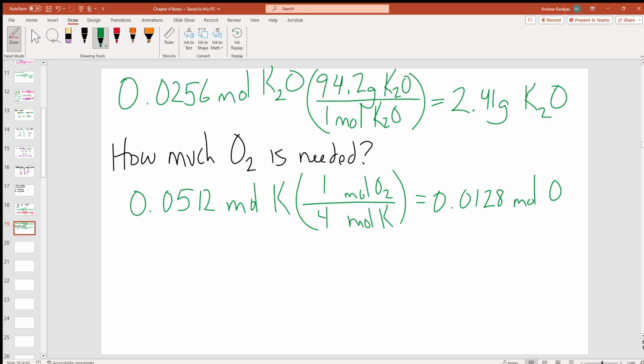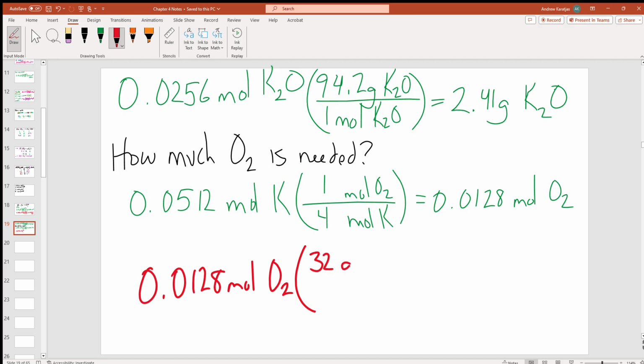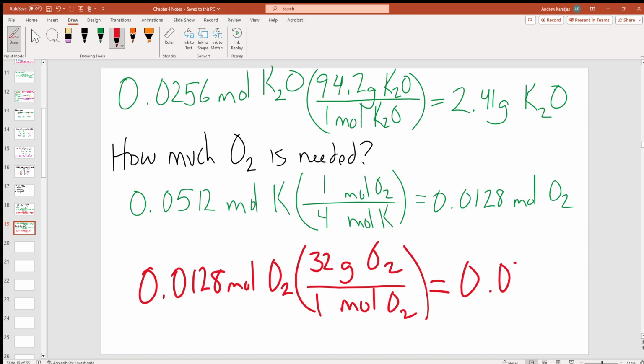And then we can convert moles of oxygen into grams. 32 grams of oxygen is 1 mole, and we get 0.410 grams of oxygen.